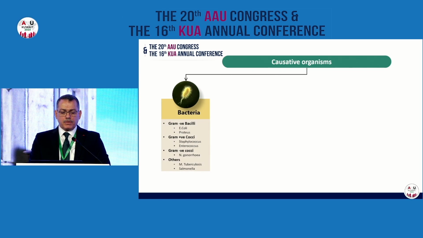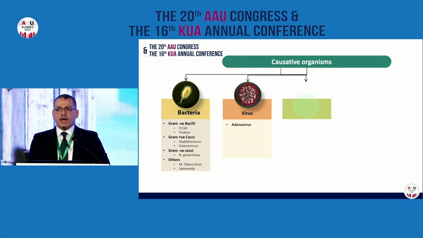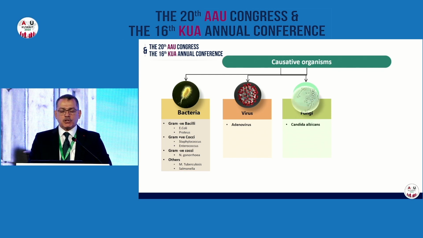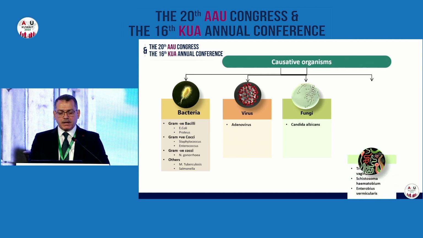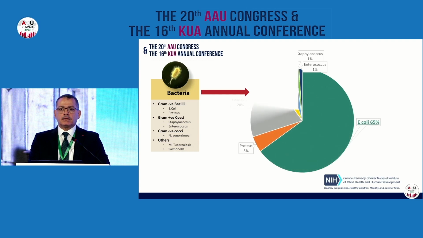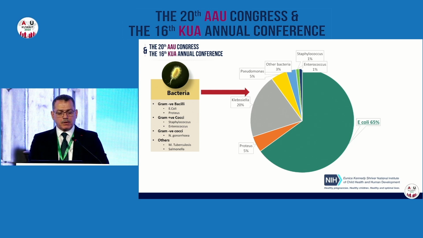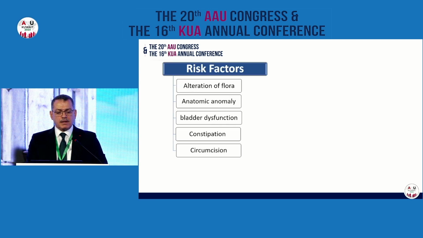As you know, the causative organisms could be bacteria like gram-negative bacilli and gram-positive cocci. If there is a UTI without identifying any bacteria by culture and sensitivity, we have to keep in mind that it could result from virus, fungi, or parasites. The most common bacterium causing UTI is E. coli, which represents about 65% of the pathogens, followed by Proteus, Klebsiella, Pseudomonas, and other bacteria.